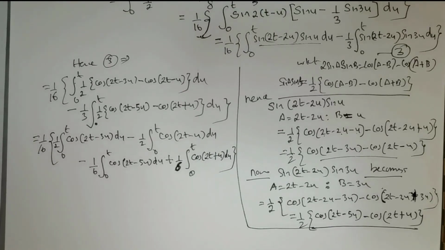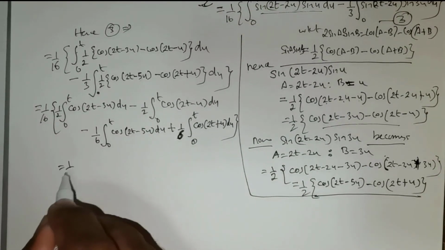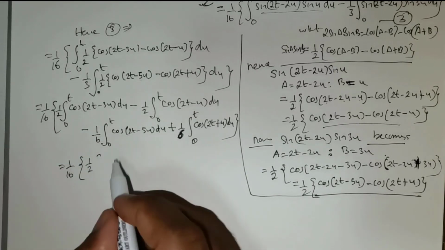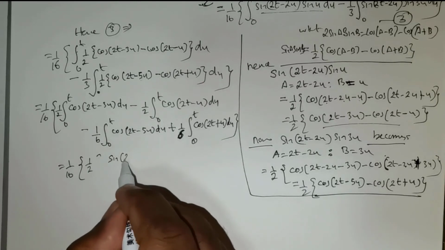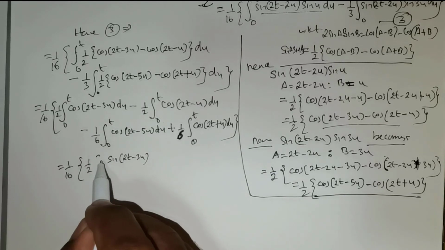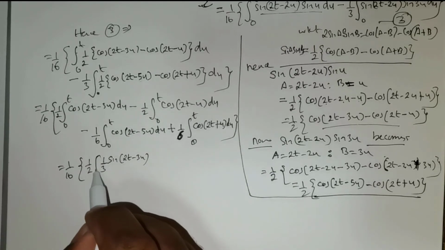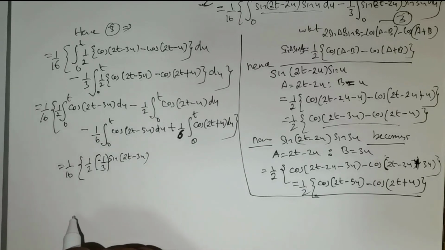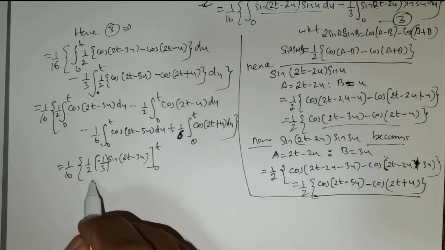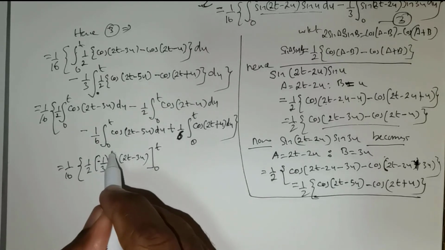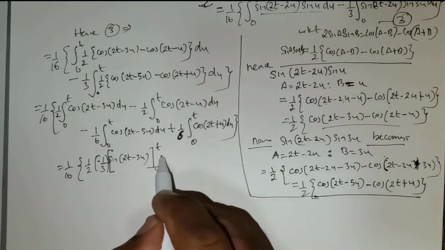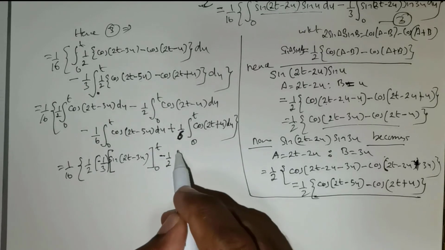So that's fine. So let's integrate this. This is going to be 1 over 16, 1 over 2 times, I integrate this, I would get sine of 2t minus 3u, coefficient of u is negative 3, it's going to be 1 over 3 with a negative sign. The limits are 0 to t, so we can place the limits. So probably I'll place the limits like this, 0 to t, followed by negative 1 over 2.